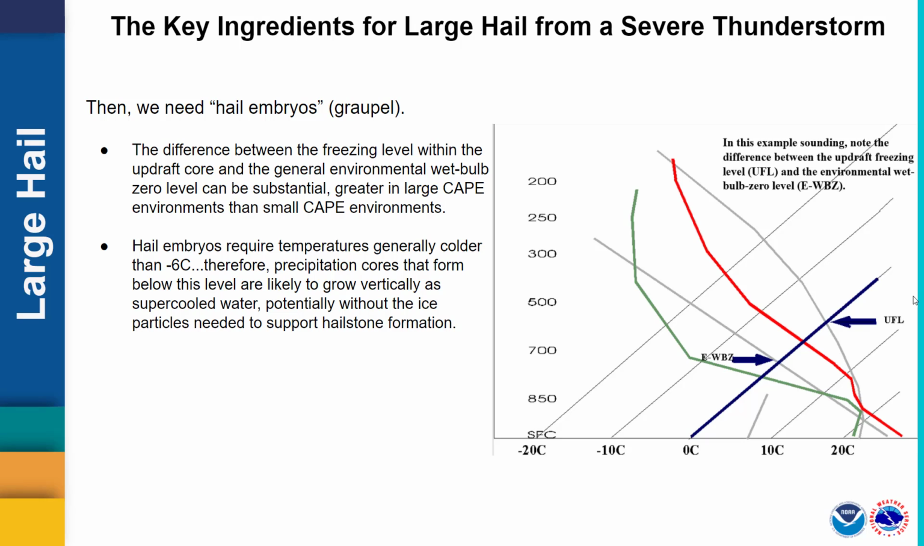Next, we need hail embryos, or graupel. And for that, we need the cores to develop in the air that can support ice particles. One thing to point out with regard to the sounding: the difference between the freezing level within the updraft core and the general environment freezing level, or wet bulb zero level, can be substantial, greater in large CAPE environments than small CAPE environments. Now, hail embryos generally require temperatures colder than about -6 Celsius. Therefore, precipitation cores that form below this level are likely to grow vertically as supercooled water, potentially without the ice particles needed to support hailstone formation.